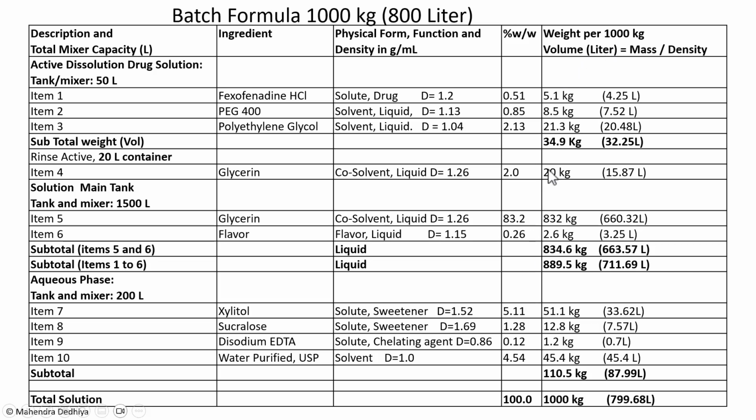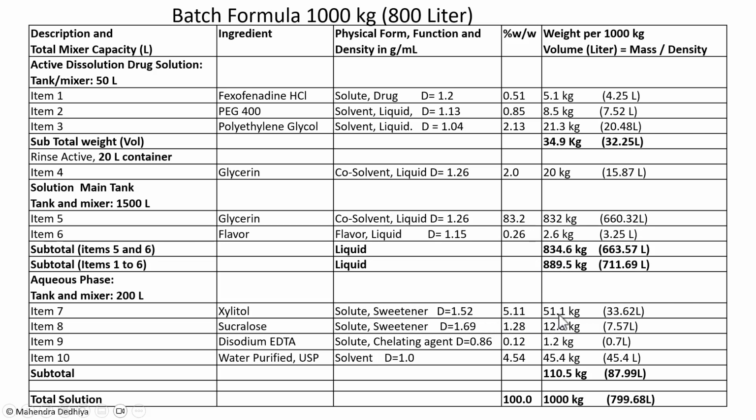And subtotal at each step. Step 1, subtotal is 34.9 kilo. At the step when we add items 1 through 6, the weight is 889.5. So this is your main tank. Active gets added to the main tank. Total weight of active solution plus glycerin and flavor is 889.5 kilos.